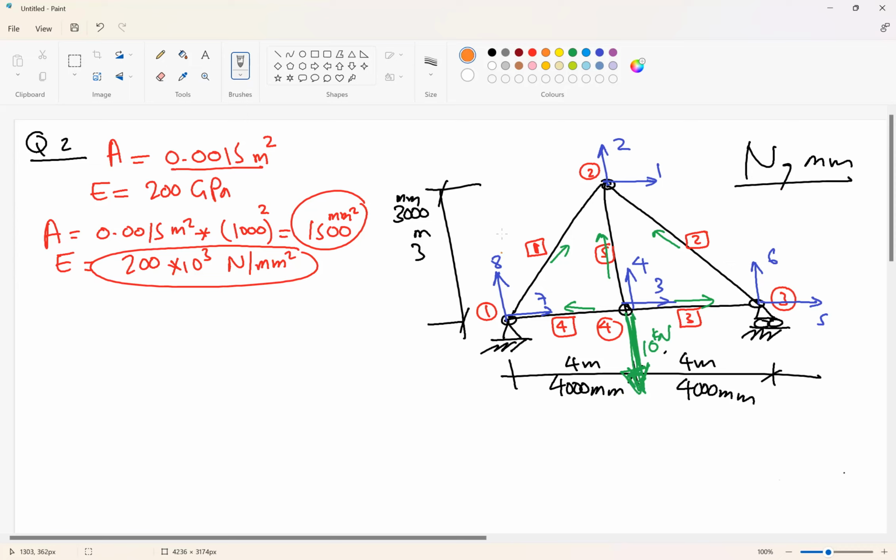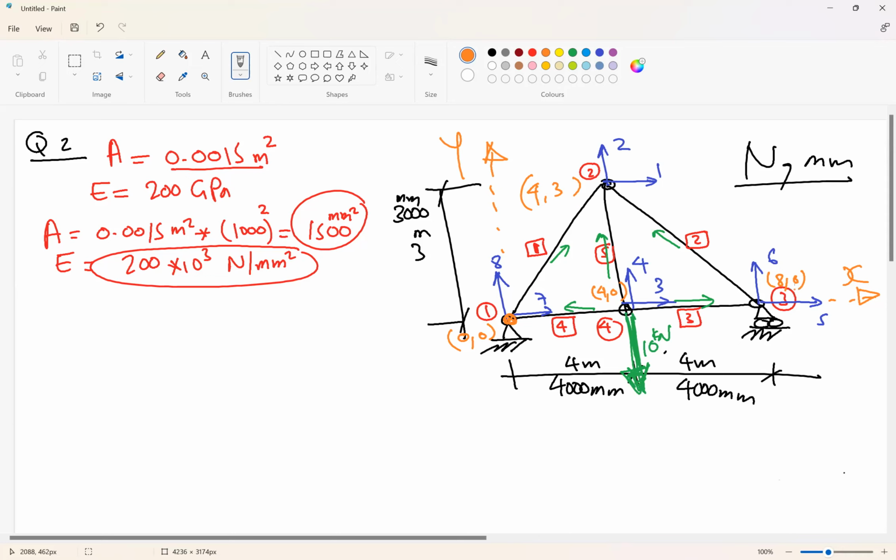As you know, this is our y-axis and this is our x-axis. If we consider this node as our origin, then node 2 is at 4 and 3 meters. This node is at 4 and 0. This node is at 8 and 0. So these are our coordinates as well, to help us in calculating cosine theta x and cosine theta y.